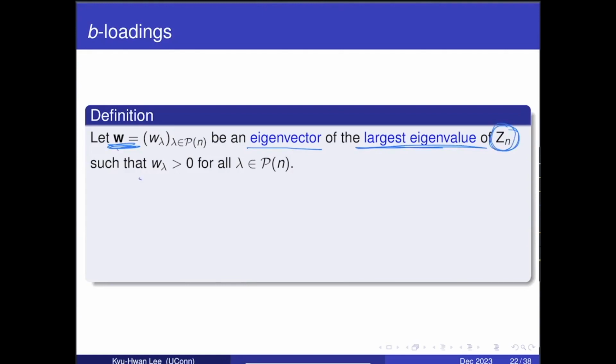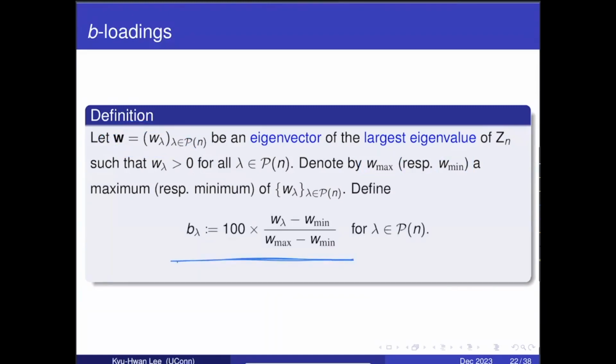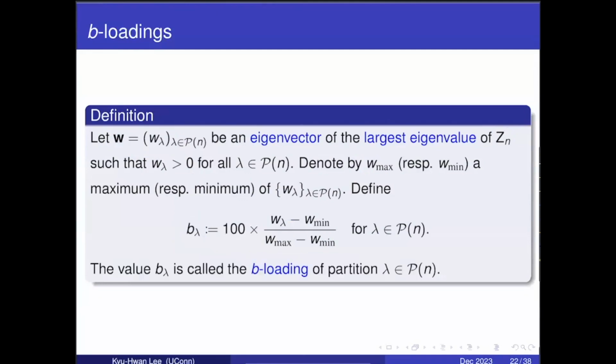Then you can choose the eigenvector with the positive entries. That could have been the definition, but again, you can choose different eigenvectors, and then the numbers may become very small or vary. So we do normalization: find the largest coordinate and the smallest coordinate, and do some scaling like this. And then B lambda is called the B loading of a partition lambda.